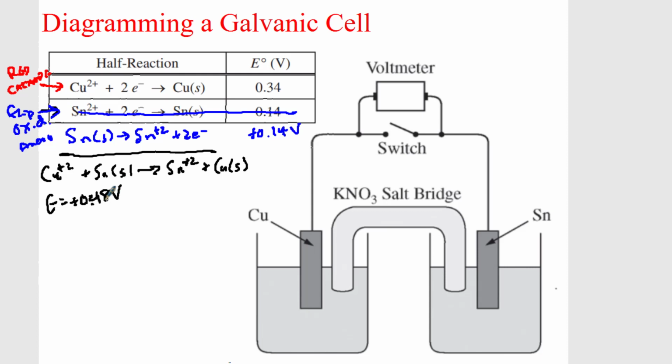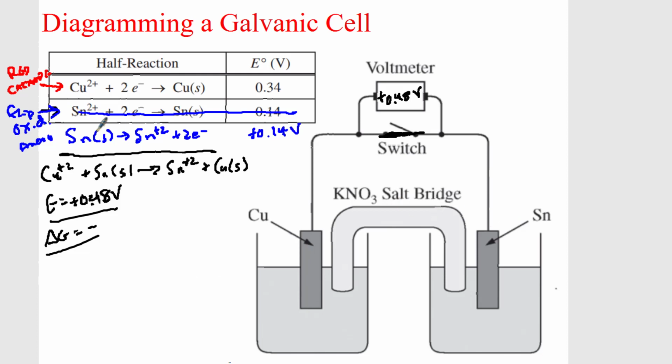0.48 volts, which means since my E is positive, I know my delta G is negative, my Gibbs free energy is negative, which means this reaction will happen. It's going to produce a voltage, and it's going to produce positive 0.48 volts on this voltmeter when this switch is closed. Once this switch is closed and we've got current running through it, that's what's going to happen.